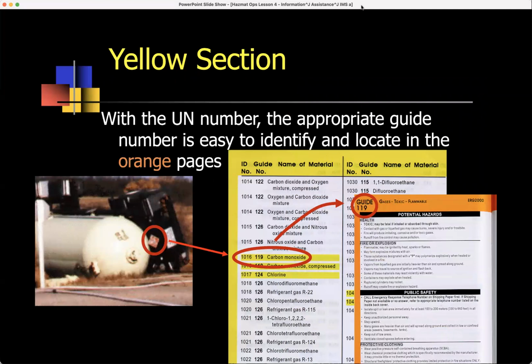So with the UN number, the appropriate guide number is easy to identify and locate in the orange pages. So for example, carbon monoxide, you'd look up that 1016 from the placard, and the guide number is 119. So then you go to the orange section and look up guide 119. That's how that works. You take the UN number, go to the guide, find out what the guide number is, and then you go to the guide page with that number and start reading and do what it says.